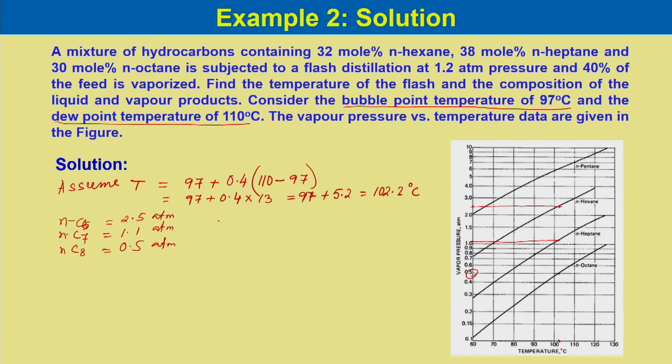Now, we can obtain the K values. K for nC6 would be equal to 2.5 divided by the pressure of the operation, that is 1.2 atmosphere, which is equal to 2.08. Similarly, K nC7 would be equal to 1.1 divided by 1.2, which is equal to 0.92, and K nC8 would be equal to 0.5 divided by 1.2, which is equal to 0.42.